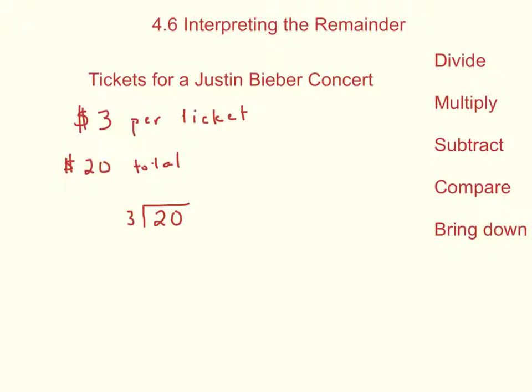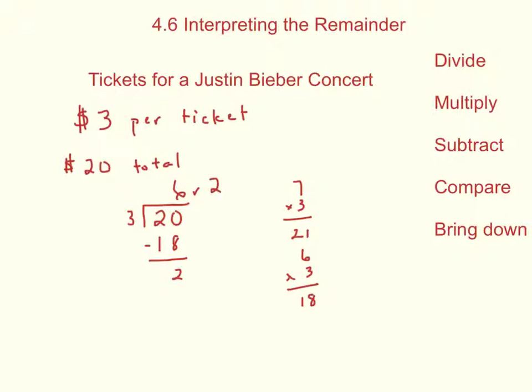Well, I know that 7 times 3 is 21. 21 is too high. And 6 times 3 is 18. So 18 will work. 20 divided by 3 is 6. 6 times 3 is 18. After we subtract, we get 2. 2 is less than 3. There's no more to bring down, so that leaves us with a remainder of 2.